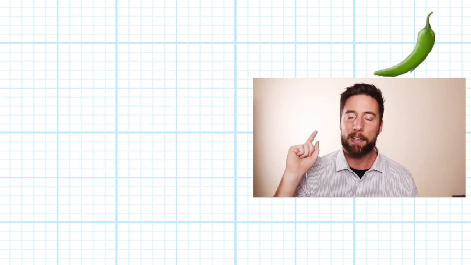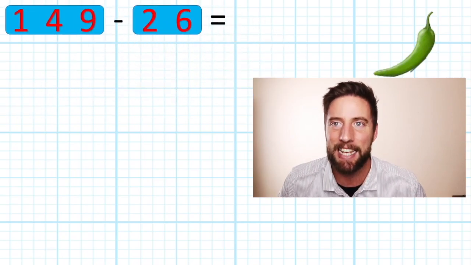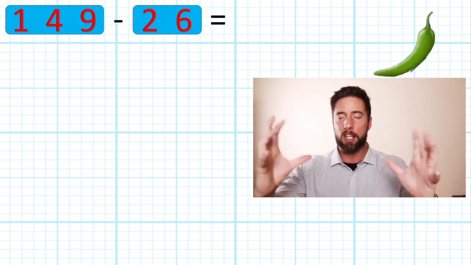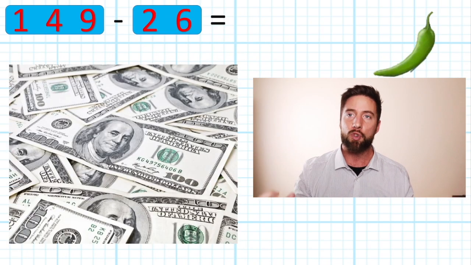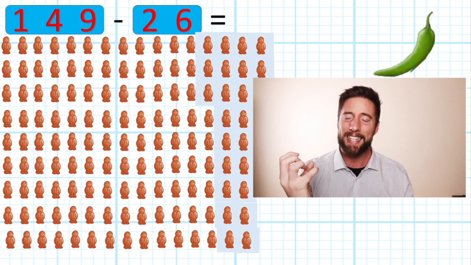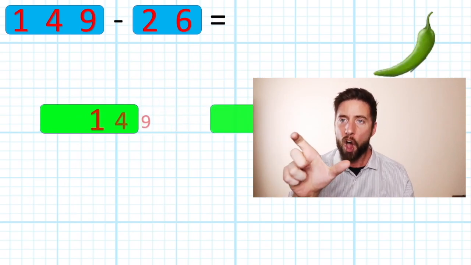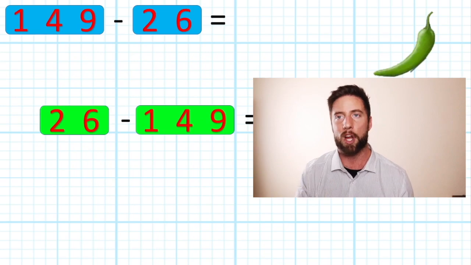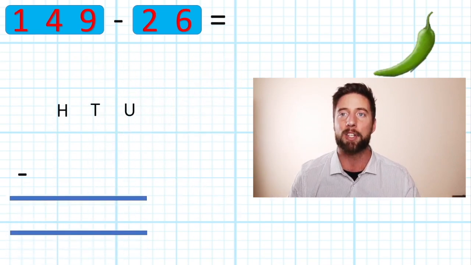So let's start at this. Let's have a look at a green chili challenge. Let's have a look at 149 subtract 26. So the question is saying I've got 149 something. I could have vegetables, cars, money, whatever. 149 subtract 26. I'm subtracting 26 away from our original number 149. I can't change the question. I can't say 26 subtract 149. That's not the same thing. So we need to be ultra careful in our layout.